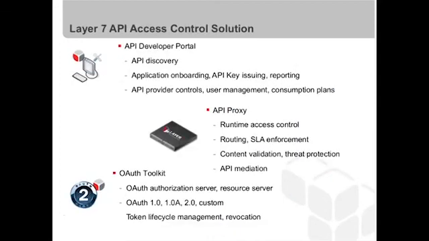So Layer 7 provides a rich API management infrastructure. In terms of API access control, we have our own developer portal. This is a portal that's very customizable and has a full CMS. It allows developers to discover APIs and test API calls. We have something called the API Explorer as part of it. It allows you to register applications and onboard, get API keys and things like that. And then we have the API proxy, which is a runtime gateway that takes care of controlling access, doing all the routing and the mediation. It also does transformation and things like that.